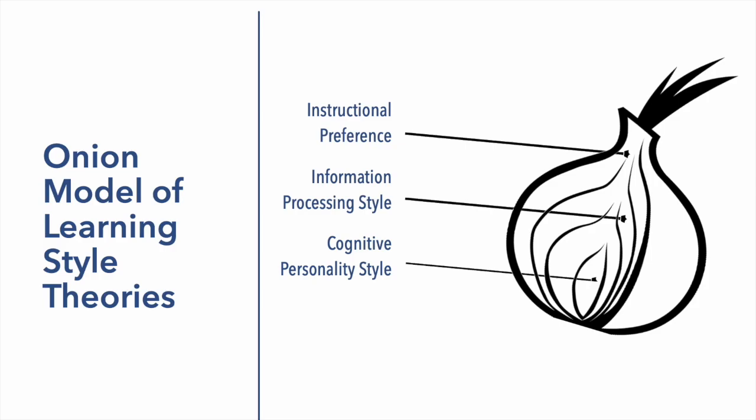Now, Lynn Curry in the 80s, another researcher, came up with what she called the onion model of learning style theories. And she said that learning was very complex and multi-layered, like an onion. And the top layer that was most prone to change was the instructional preference. Now, we briefly touched on this with visual, auditory, and kinesthetic preferences, but this also includes how we like to have our information served to us.